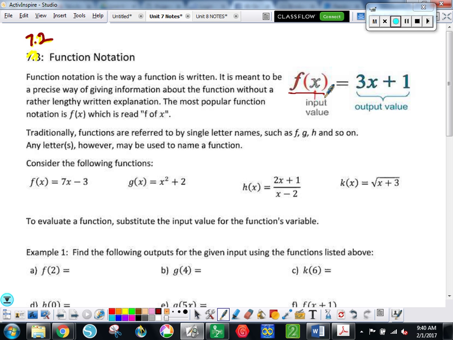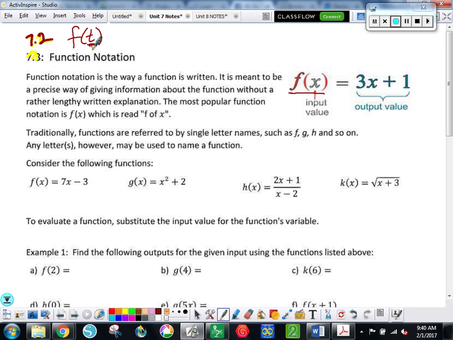F of x is just the formal way of saying y. You're used to saying y equals yada yada yada, right? F of x is just the more formal way to do the same thing. What it does is show you that whatever you're looking at is a function, and the input variable that you're using is x. Last unit we had several examples where we used time, so we might have used f of t, where t would be the time variable.